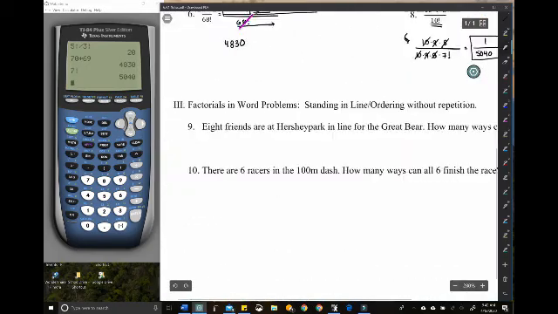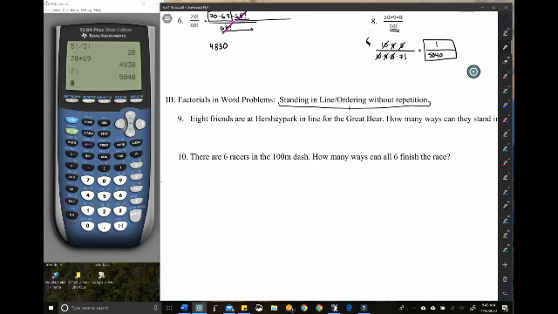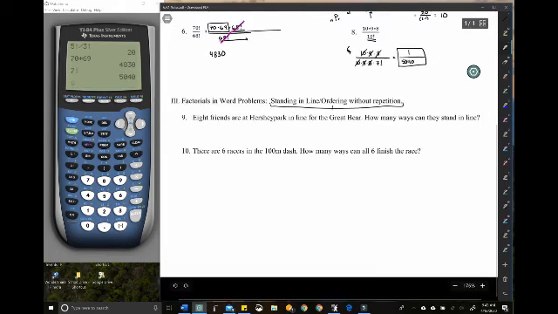Last two problems, just recognizing these in terms of our word problems. Really, we've done this similarly when we counted in the previous lesson. Standing in line and ordering without repetition is really using factorials. So 8 friends are at Hershey Park in line for the Great Bear. How many ways can they stand in line?